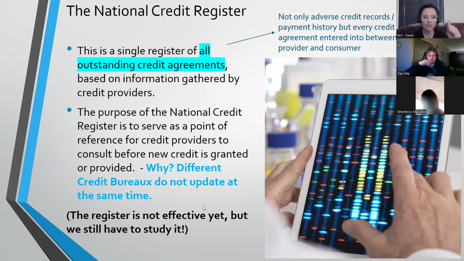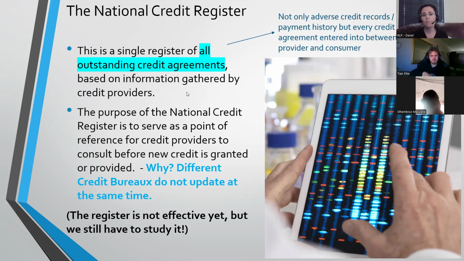It's not just poor payment or adverse credit records. It actually keeps a record of every single credit agreement between a credit provider and a consumer, regardless of whether they are a good payer or not. If you have a credit agreement against your name, it will be noted on the National Credit Register. Okay. And once again, the only reason or purpose of this is because different credit bureaus update their system at different times. This register is not effective yet, but the National Credit Regulator is working hard to implement this to avoid scenarios where people are approved when they are not supposed to be.